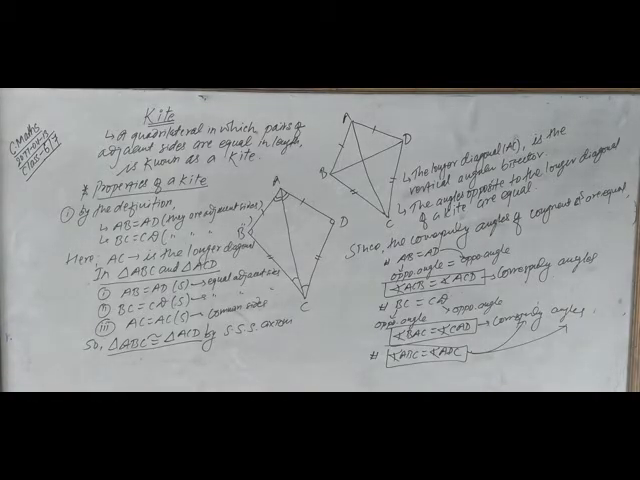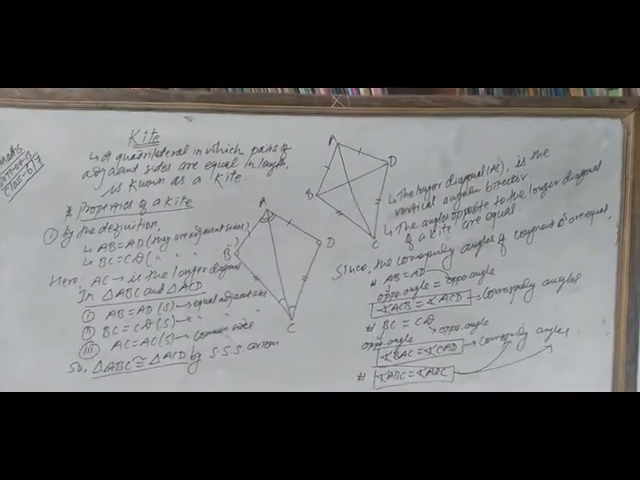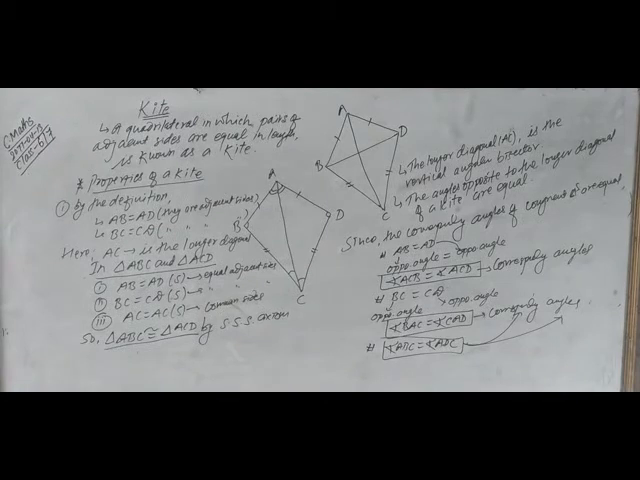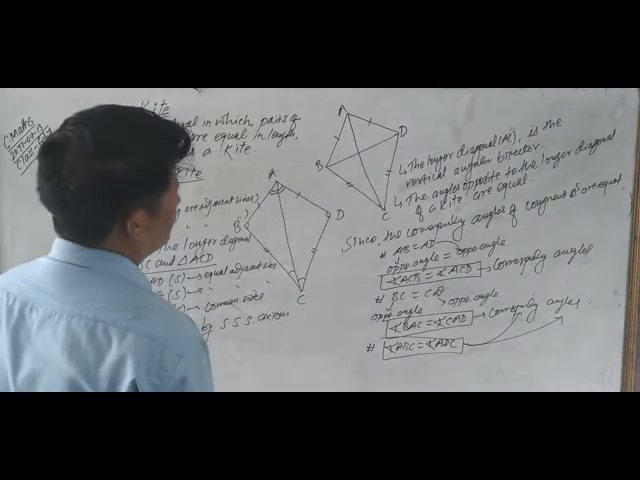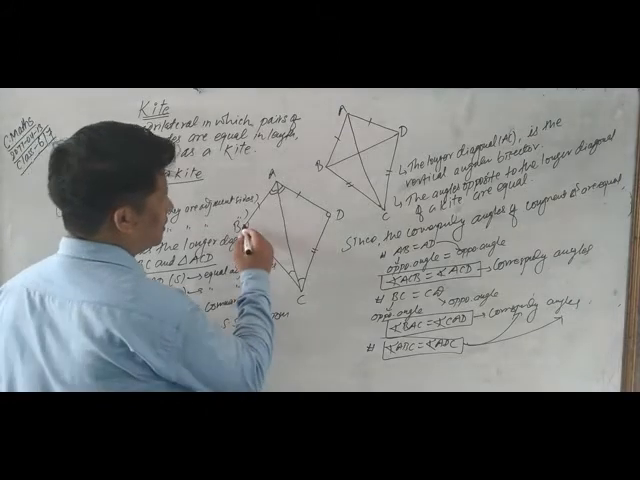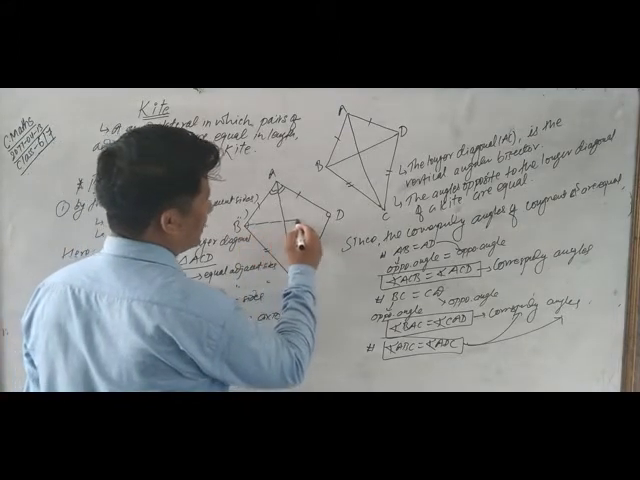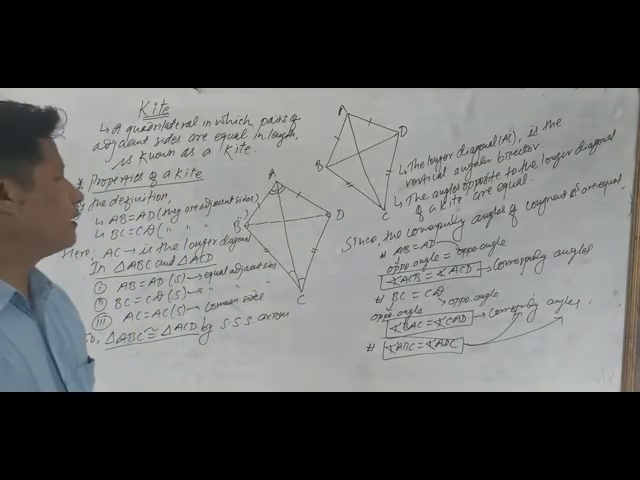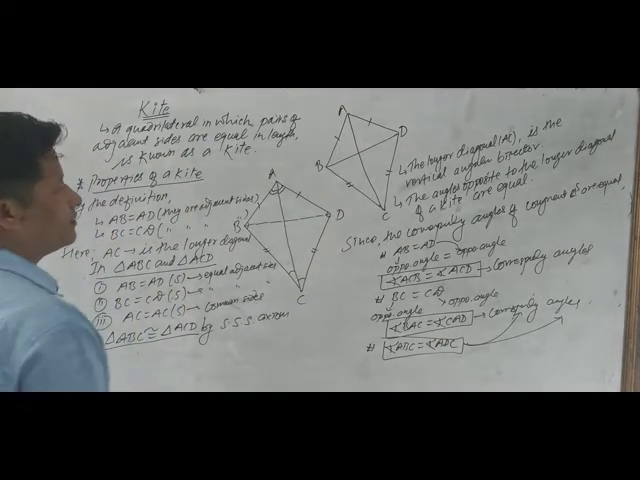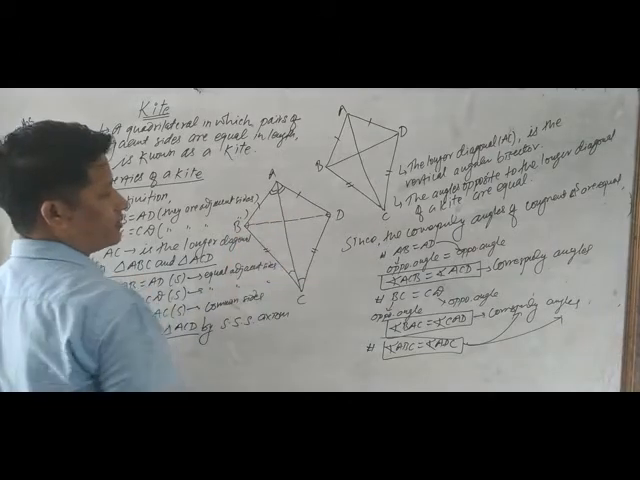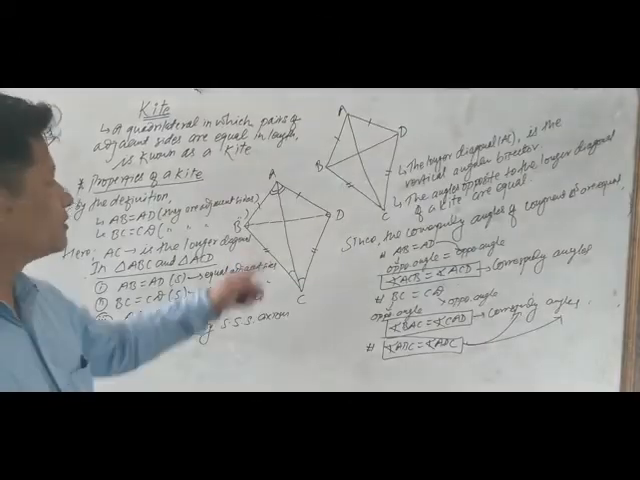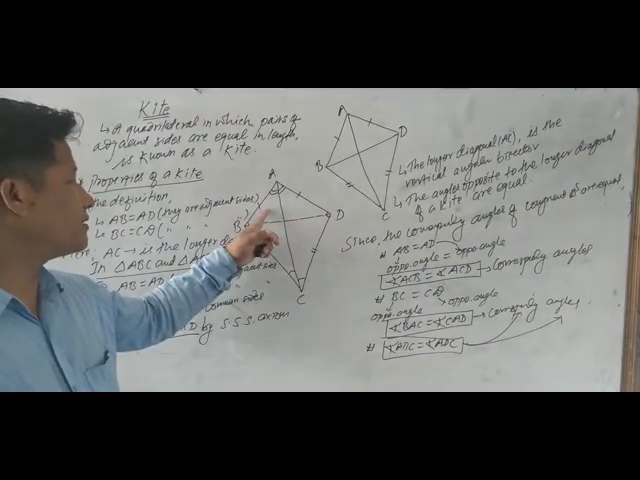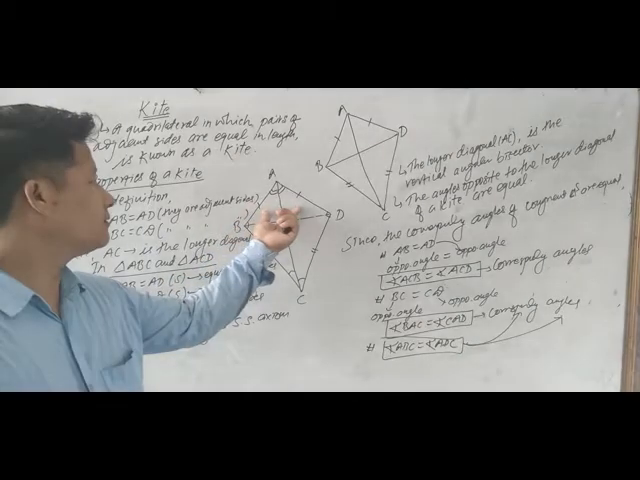Okay, dear students, in this way you can derive more concepts related to the kite. Now let's see here. We can take the other diagonal, the shorter diagonal. BD is the shorter diagonal, right? That means we can compare these two triangles, right?